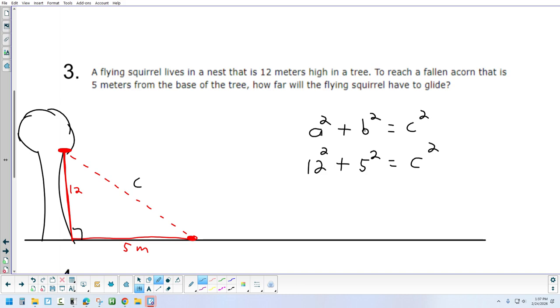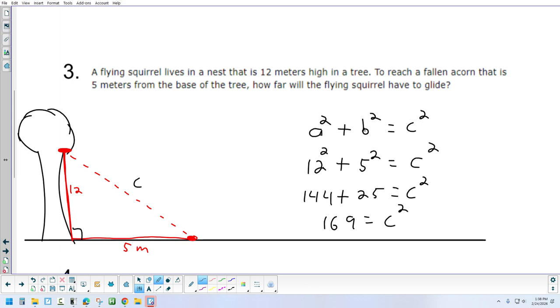Multiply them by itself. Yep, so 12 times 12. Anybody tell me what's 12 times 12? Yep. 144, good. How about 5 times 5? 25. And now we got to add them up. What do you get if you add 144 plus 25? 169. And what's the last thing we have to do?